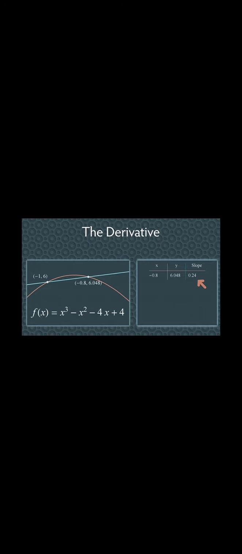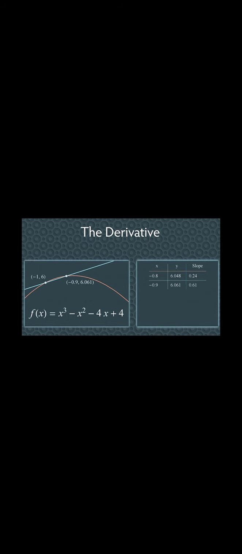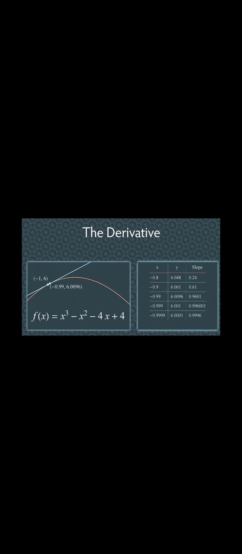So what if we pick a different point that's even closer? How about (-0.9, 6.061)? If you compute the slope of the line between this point and (-1, 6), you get 0.61. And we get a sequence of slopes which are getting closer and closer to some number. The lines are getting closer and closer to the tangent line, and the slopes are approaching 1. So, we say the slope of the curve at the point (-1, 6) is 1.